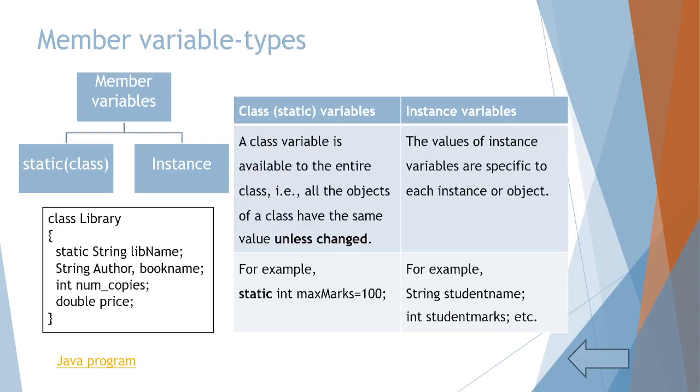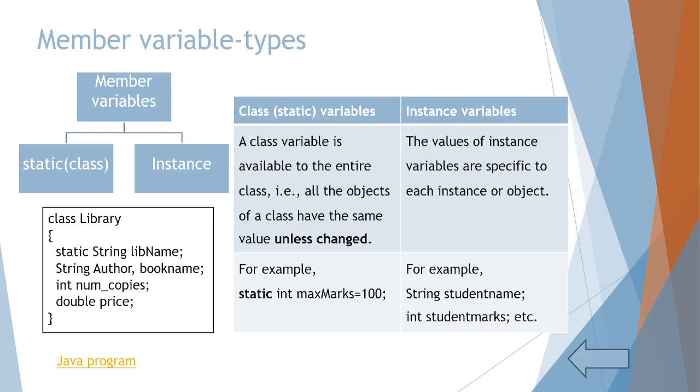If we want the same name or number, then we declare a static variable. For example, static int maxMarks = 100. For all the students, maximum marks is 100. And instance variable name is different, marks are different. So, String studentName and int marks are not static, they are instance. Instance variables do not have the static keyword, and the static variables have the keyword static.